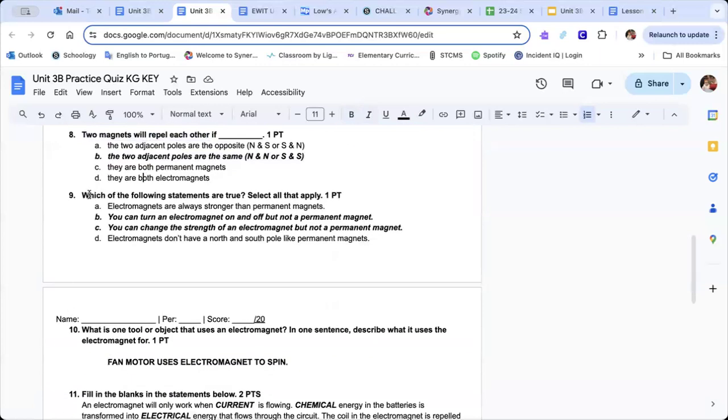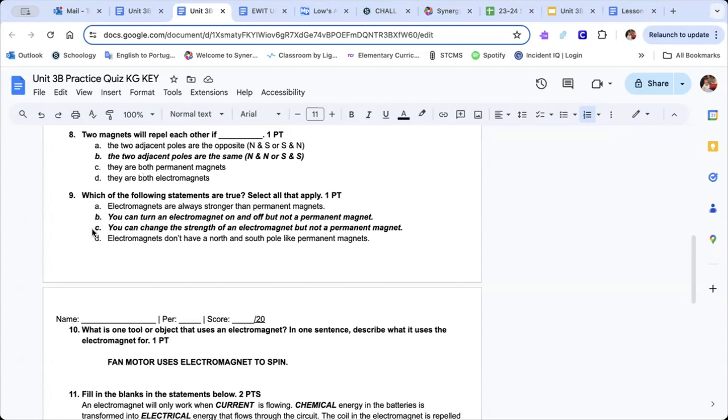Number 9, what is true about electromagnets? A, electromagnets are always stronger than permanent magnets. Not true. The electromagnet we built in class was pretty weak, but you can have some strong ones. B, you can turn an electromagnet on and off, but not a permanent magnet. True, that was in our entry task. That's the best thing about an electromagnet is that you can turn it on and off.